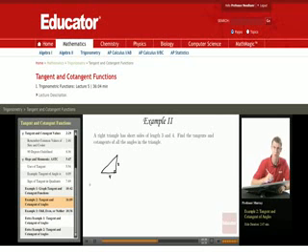So the first thing we need to do is figure out what the hypotenuse of this triangle is. So we know that the hypotenuse squared is 3 squared plus 4 squared, which is 9 plus 16, which is 25. So the hypotenuse must be 5 units long.